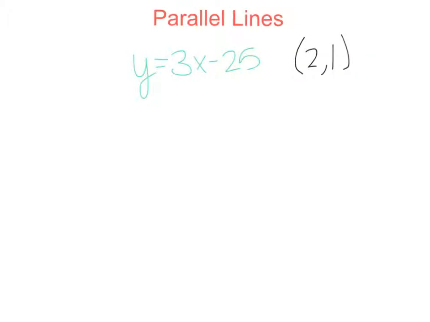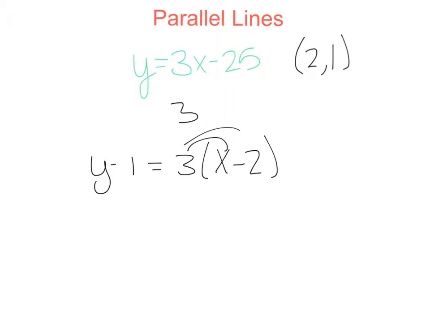So now we want to find a line that is parallel to the line we had before, but also includes the point 2, 1. So parallel lines have the same slope, so our slope for this line will also be 3. So we put this into the point-slope formula again. So we have y minus 1 is equal to 3 times x minus 2.